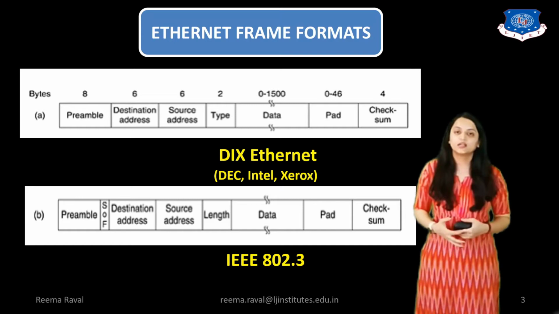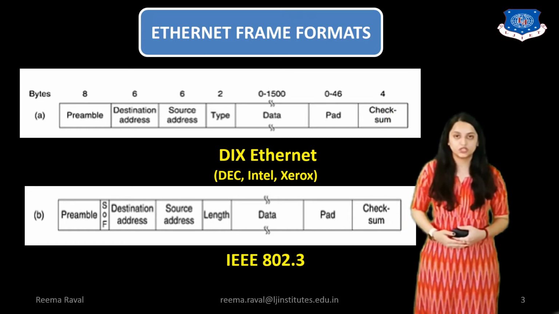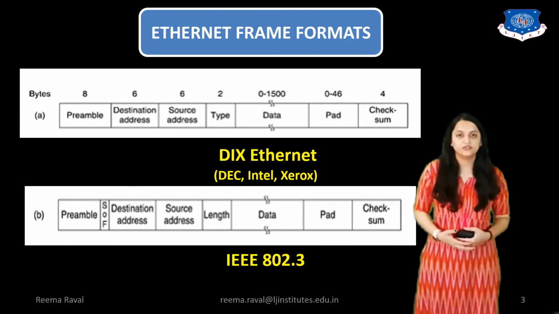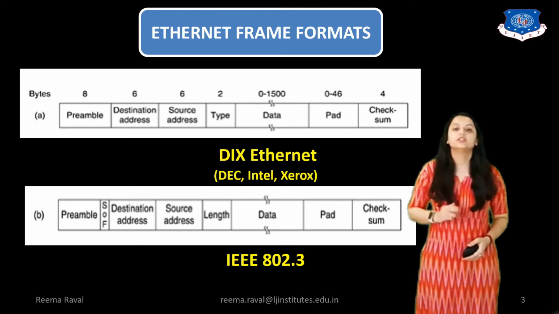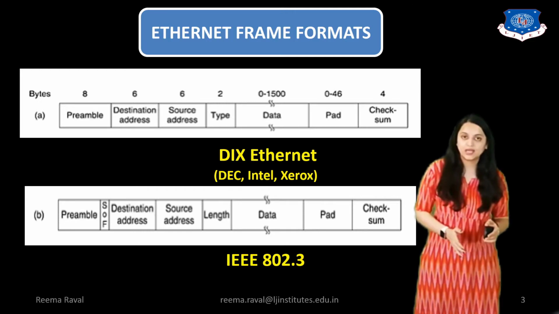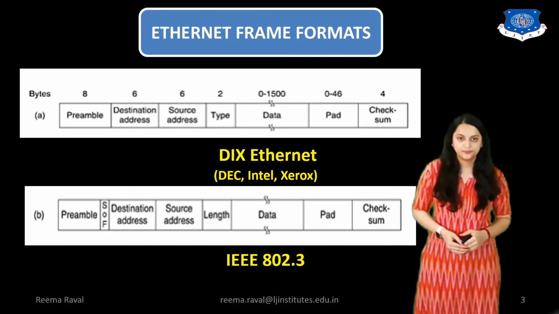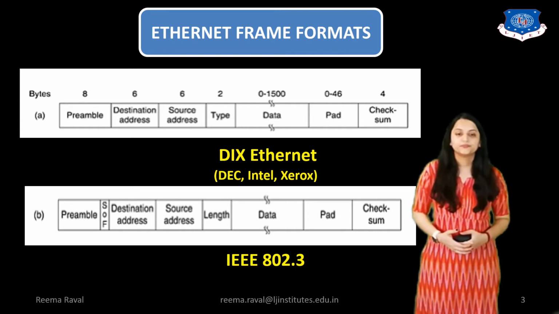So here, for error control mechanisms, checksum field is there in both the frame structures, which are DIX Ethernet and IEEE 802.3 frame structure. So these are the frame structures that you need to remember, with how many fields and how many bytes in each, and which field comes after which, that is to be remembered. I hope that these Ethernet frame formats are clear to you now.